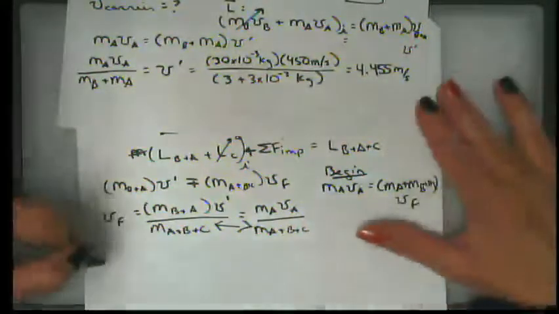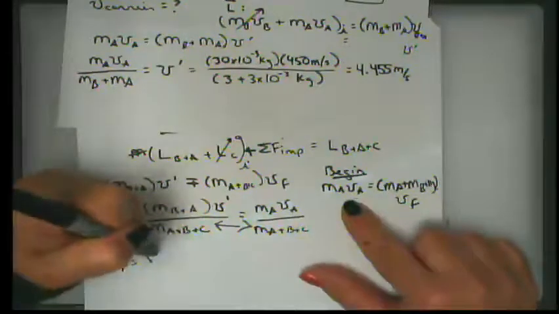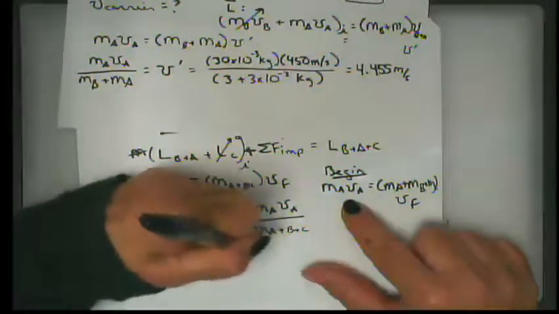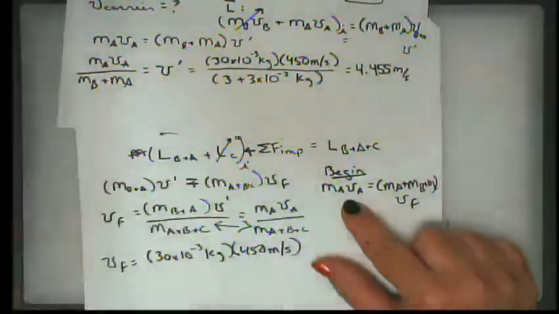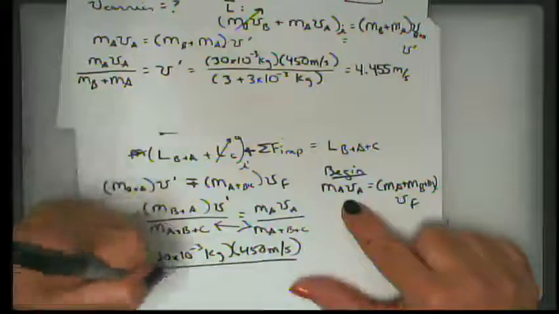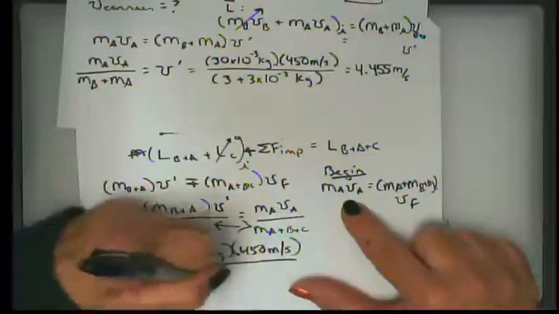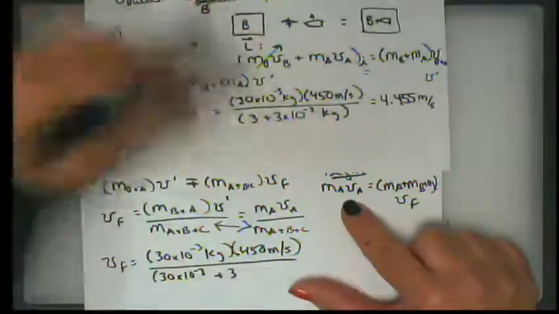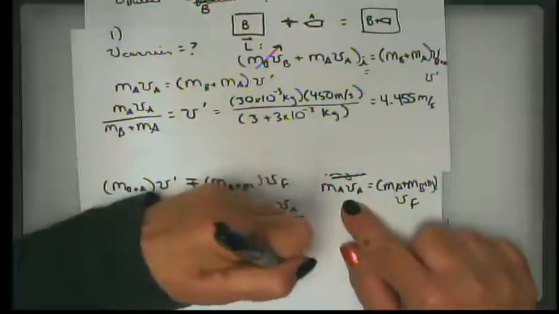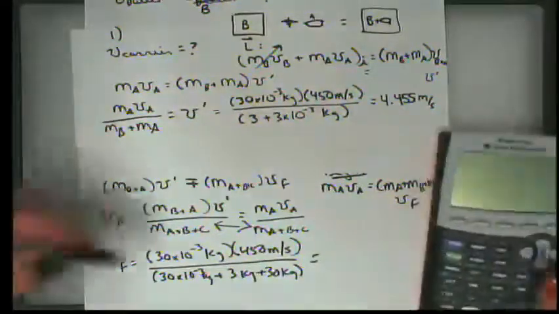Okay, well, in terms of our computation, we can just think about this and say that's 30 times 10 to the minus third kilograms times that initial velocity, which is 450 meters per second, divided by the mass sum of all three. 30 times 10 to the minus third, plus 3 for the block, plus 30 for the cart. And we're going to find that that velocity is going to be slowed way down once again.